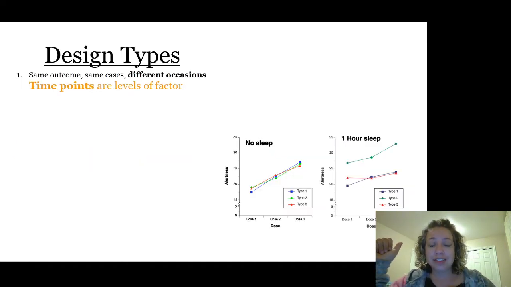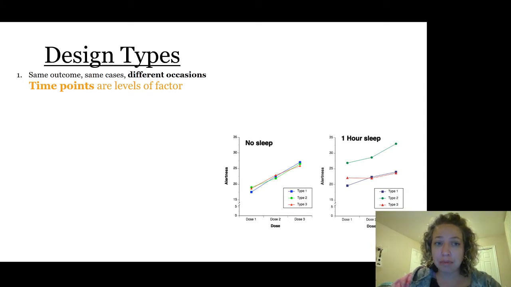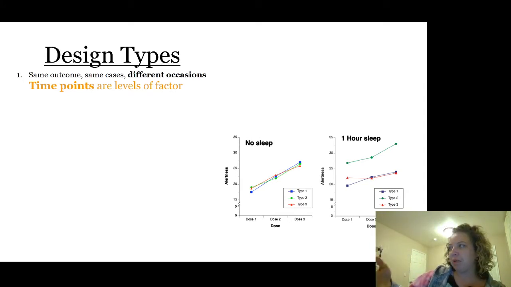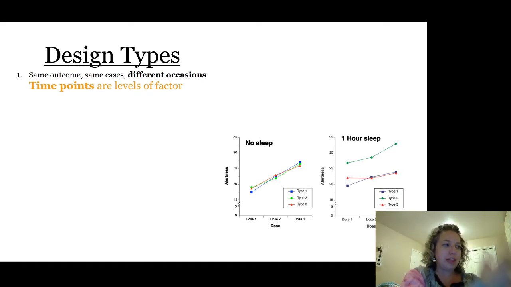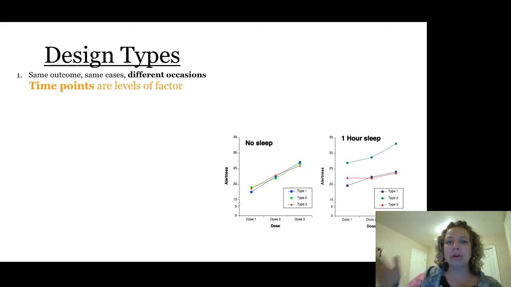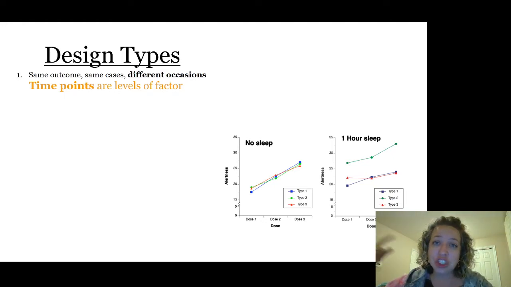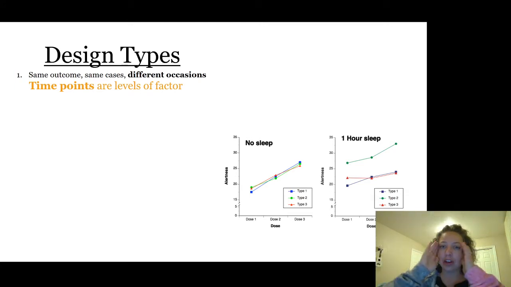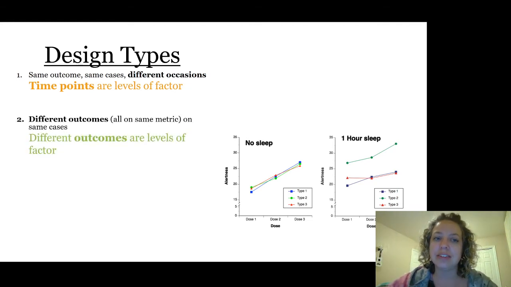So the design types: number 1 is we have the same outcome on the same cases. So we have 5 people at time 1, the same people at time 2, the same people at time 3. So we have same people, same outcome, but different occasions. And this longitudinal design is probably what most people think of when they hear the phrase repeated measures. But I want you to open up your brain to the other ways that you can have a design like this. You can have different outcomes on the same people.